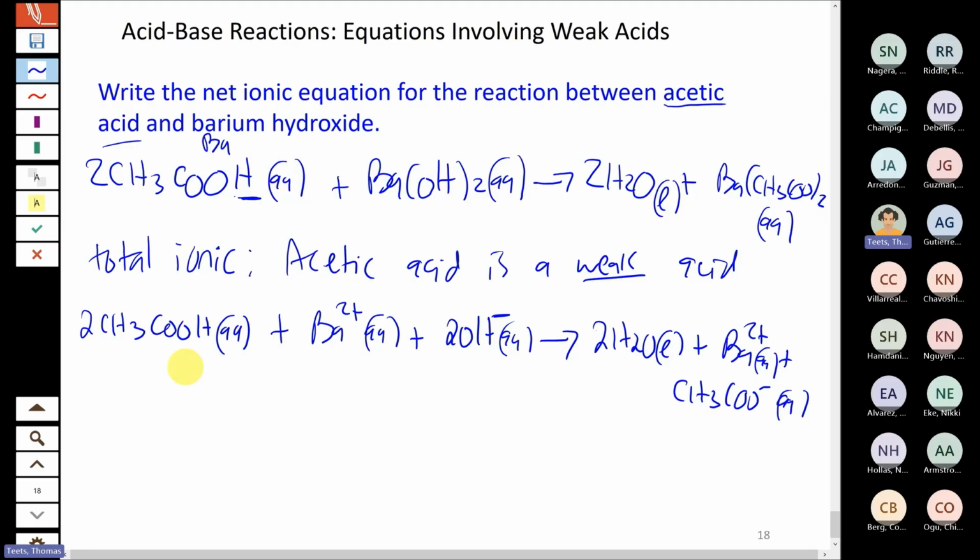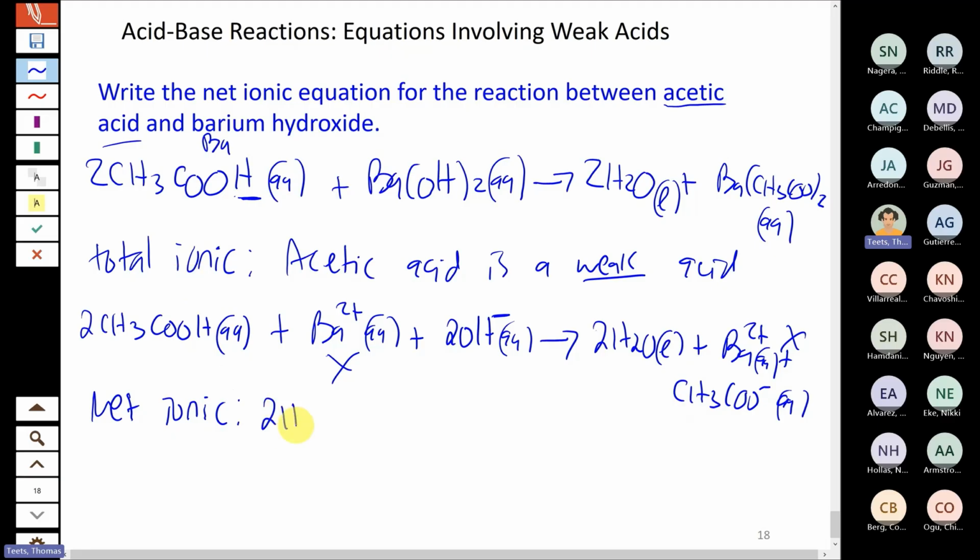So then for our net ionic equation, we just have to remove spectator ions. And in this case, there's only one spectator ion. The only ion that appears on both sides of the arrow is barium 2 plus. The OH minus combines to make water, so it only appears on the left side. We don't have any ions from acetic acid. The acetate only appears on the right side as well. So the only spectator ion is barium 2 plus. So the net ionic equation is just going to be whatever's left over.